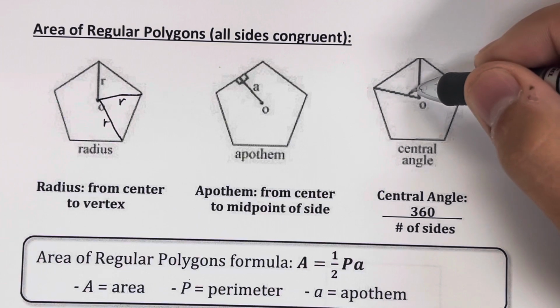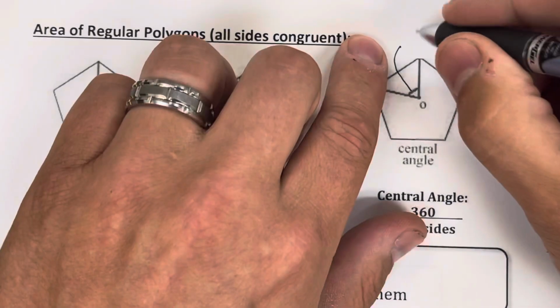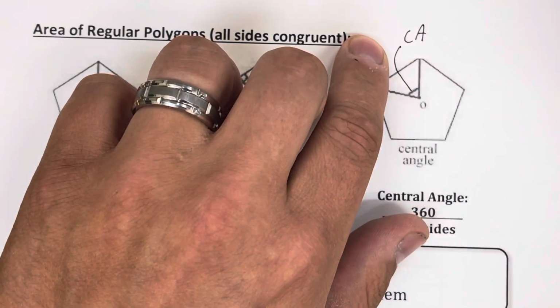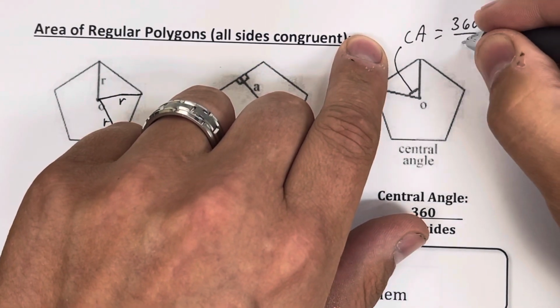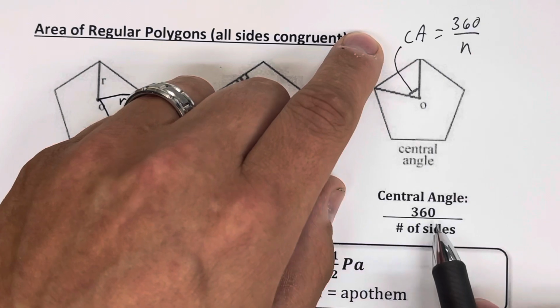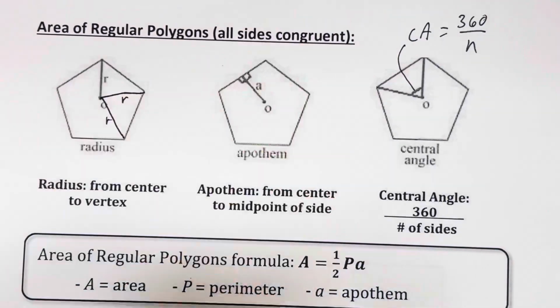So this is the central angle right here. I'm going to abbreviate that CA. The central angle is equal to 360 divided by n. So 360 divided by the number of sides. N is the number of sides.